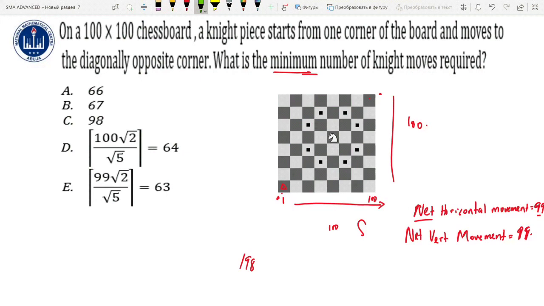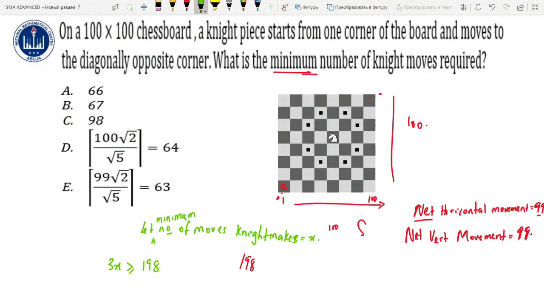So let's say the number of moves the knight makes is x. Let the number of moves the knight makes be equal to x. As I said, for every move the knight makes, it moves 3 boxes. Let me say, let the minimum number of moves the knight makes to reach this place be x, because that's what the question is asking us for. So for every move the knight makes, it moves 3 boxes, so I expect that 3x should be at least 198.